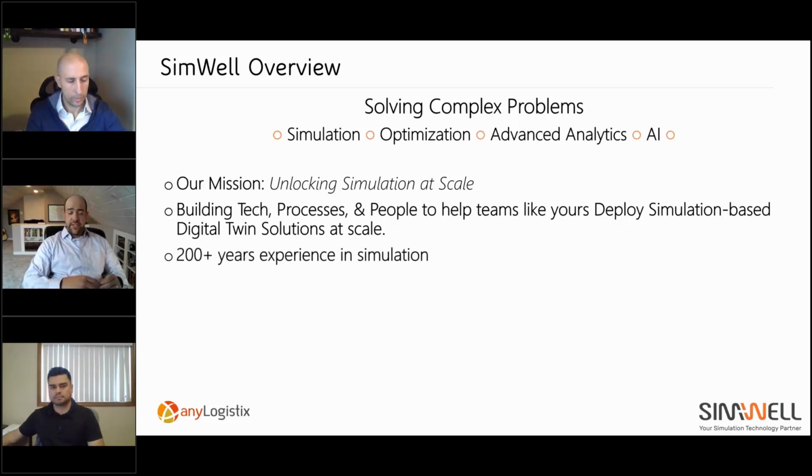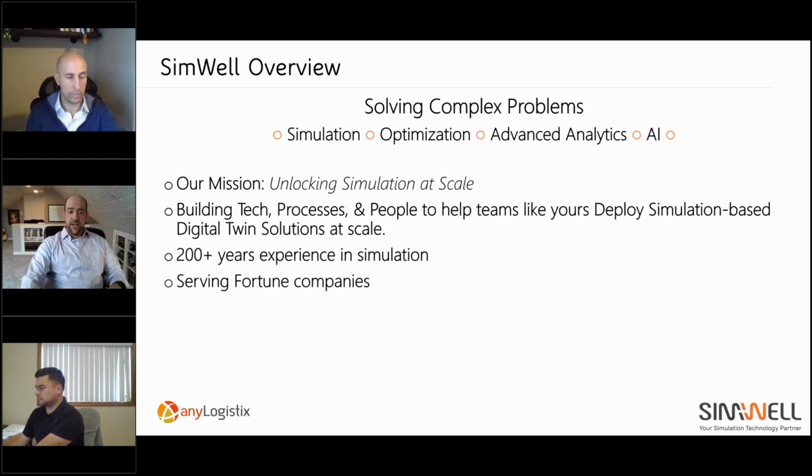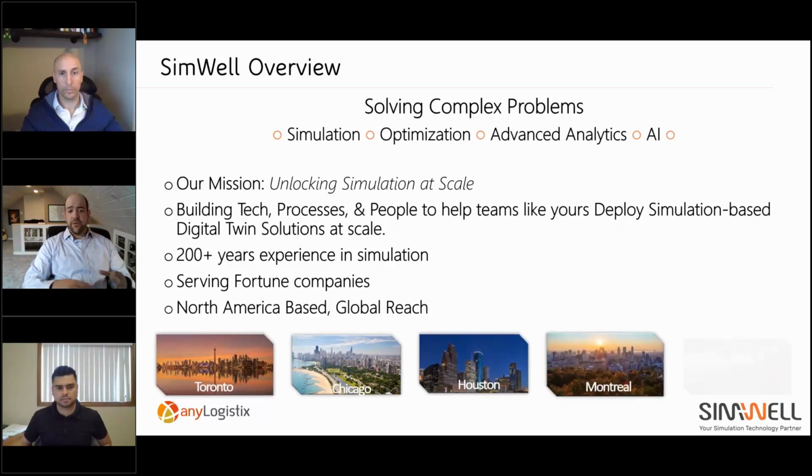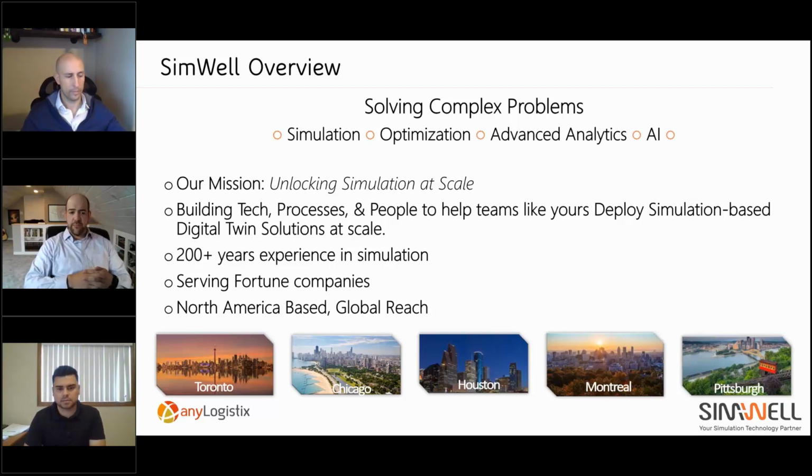Our team today is about 68 people, and we have probably 200 plus years of simulation experience across those various industries and applications. We're in a unique place where we're serving a lot of organizations, everything from Fortune 10 companies the whole way down to medium and small-sized businesses. And we have a global reach. Everybody today seems to be working remotely, and we're no different there. We are spread out across Canada, the United States, and across the globe.